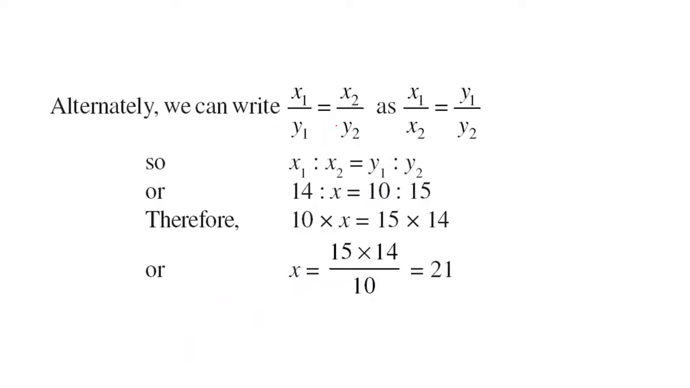You can easily find this out in another way. See, these are in proportion. So x1 is to x2 will be equal to y1 is to y2. 14 is to x will be equal to 10 is to 15. You know that when you have this, you multiply 10 with x and 14 with 15. So this is exactly the same as the similar one.